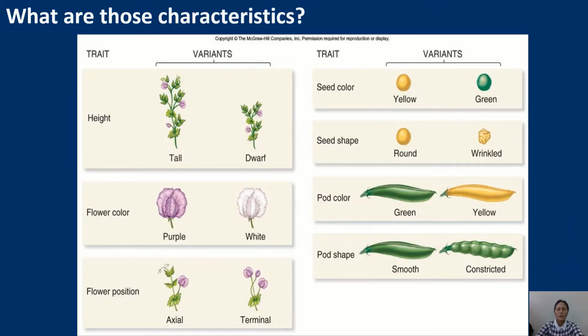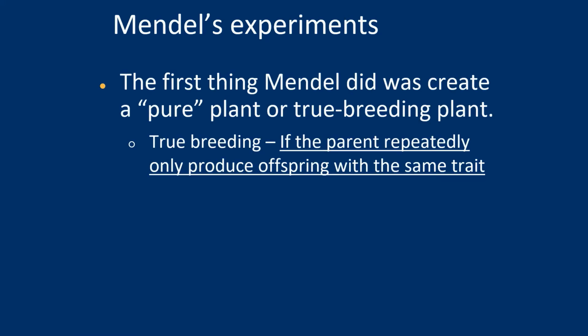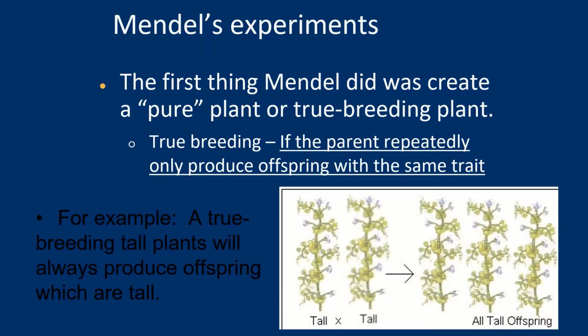So what are those characteristics that Mendel studied in the garden pea? So he studied the height, the flower color, the flower position, seed color, seed shape, pod color, and the pod shape. For Mendel's experiments, the first thing that he did was create a pure plant or true breeding plant. When we say true breeding plant, it means that parents repeatedly only produce offspring with the same trait. For example, a true breeding tall plants will only produce offspring which are tall. So for example here, these are all tall plants, giving rise to only tall plants as well.